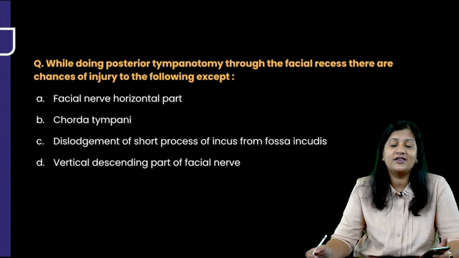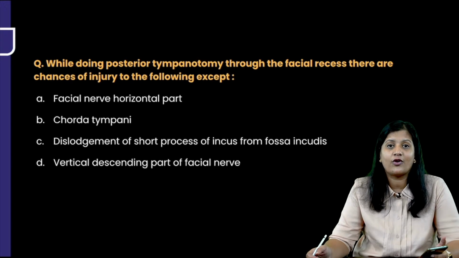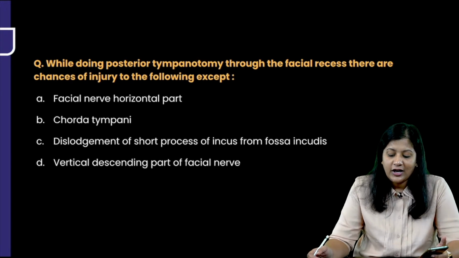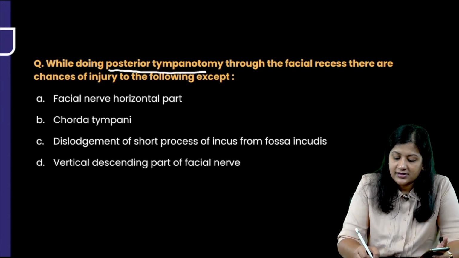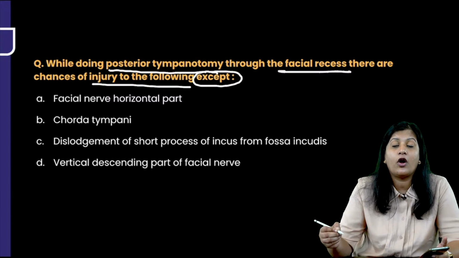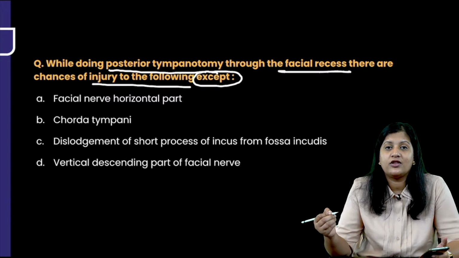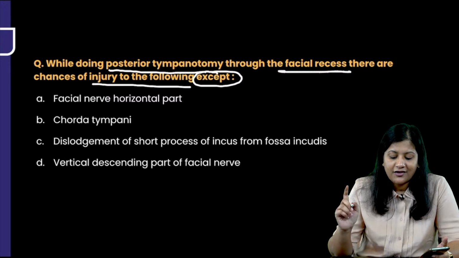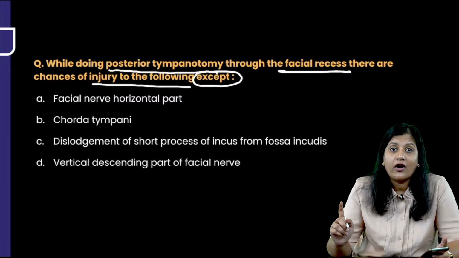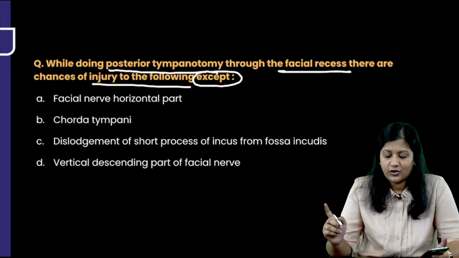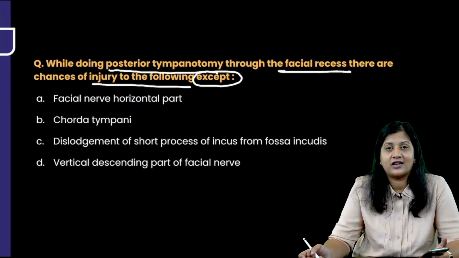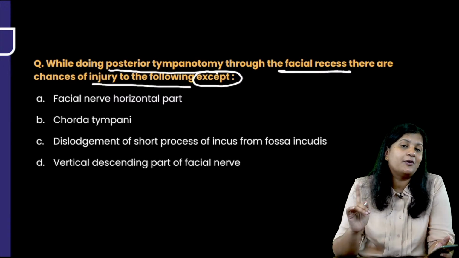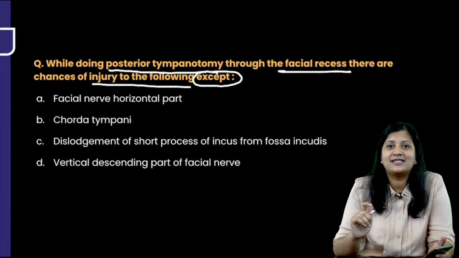Okay, the next question, which I was telling you about, the posterior tympanotomy or the facial recess. While doing a posterior tympanotomy through the facial recess, there are chances of injury to all of the following except. So what will not get injured when you're doing a surgery through your facial recess? That's your question. Facial nerve horizontal part, chorda tympani nerve, dislodgement of short process of incus from fossa incudis, vertical descending part of the facial nerve. All of them can get involved except one structure. So what is not involved? Please tell me that answer.